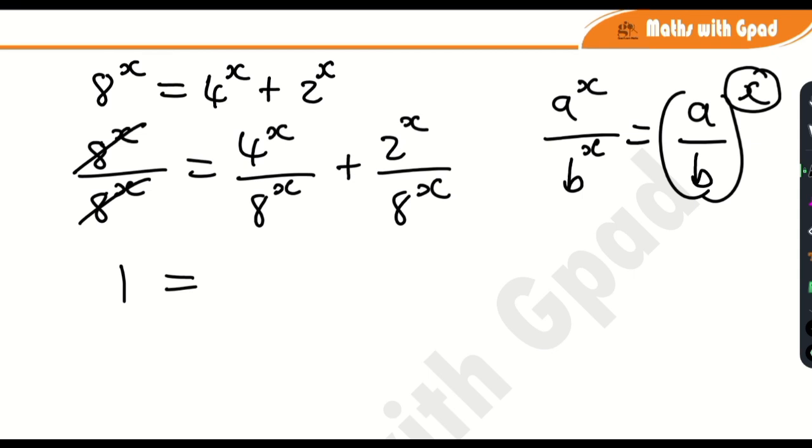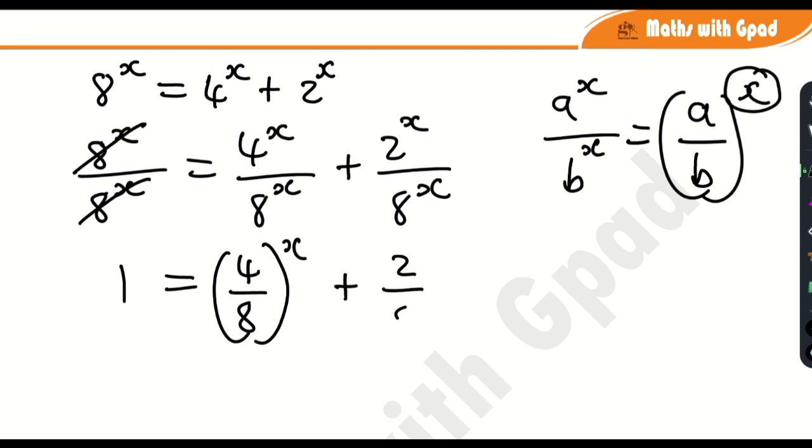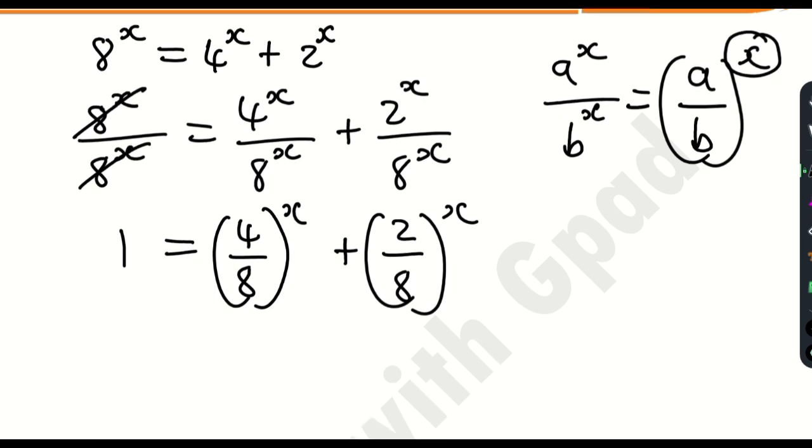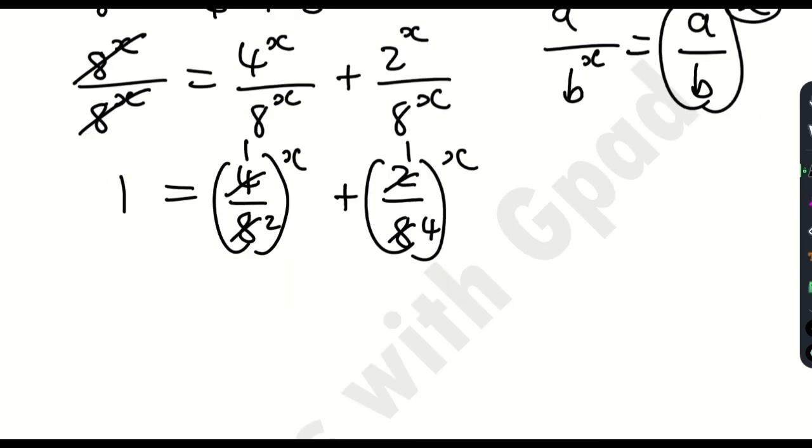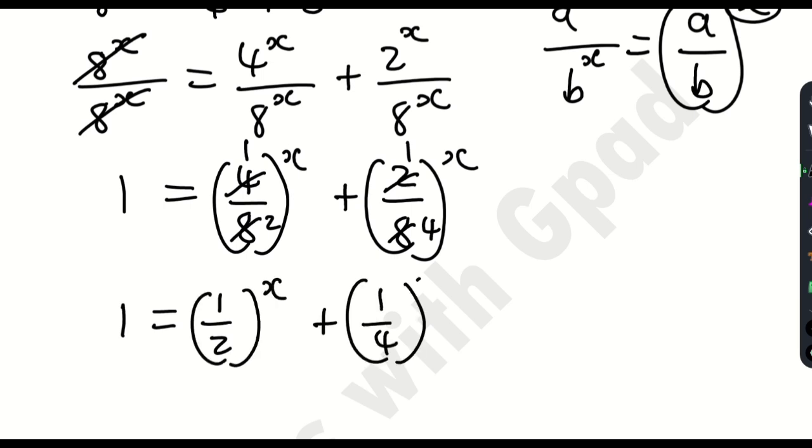So let's do the same thing here. Now it's going to be 4 over 8 all raised to the power x plus same thing here, 2 over 8 all raised to the power x. Now let's divide what we have in the bracket. 4 here is 1, 4 here is 2, 2 here is 1, 2 here is 4. So what do we have? We have 1 is equal to 1 over 2 all raised to the power x plus 1 over 4 all raised to the power x.